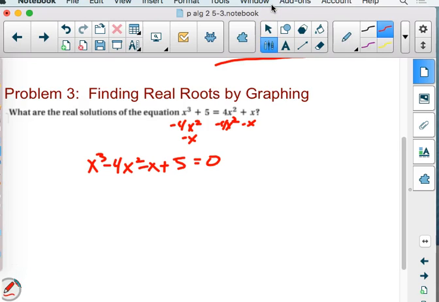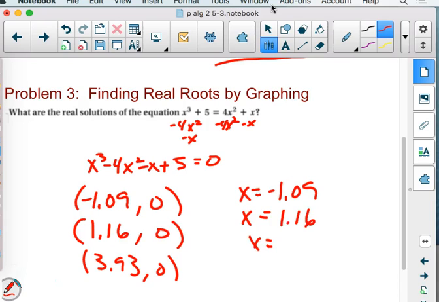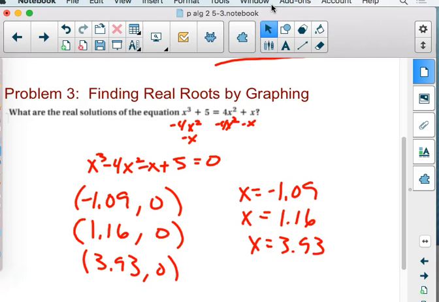And let me get those on there. -1.090. 1.160. And 3.930. And again, if you would prefer to just write x equals -1.09, x equals 1.16, x equals 3.93, perfectly fine. That tells me you knew what you were looking for. You're looking for where the x value will give you 0 for y. So we've got that. All right.